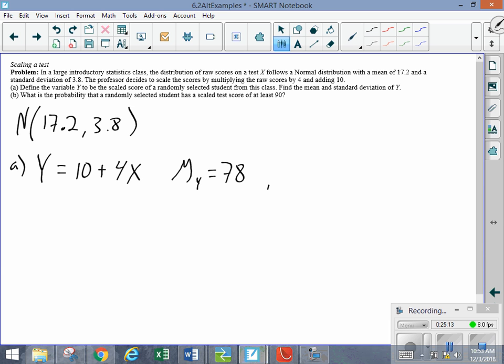And then our standard deviation of our random variable y. This is where people make mistakes on a problem like this. Don't transform it, don't add the 10. That's all you have to do. Realize that you don't add the 10, so it's going to be only 4 times 3.8.